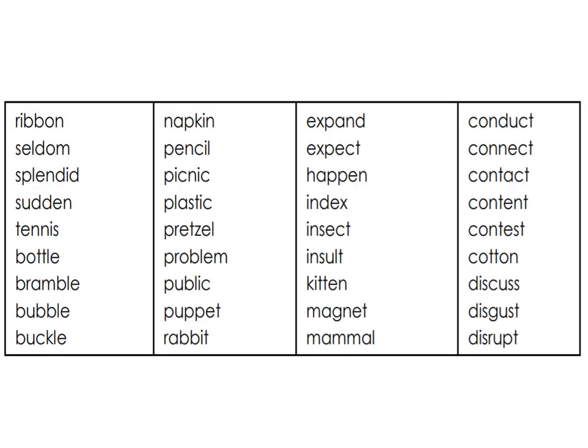So this time, we are going to read a set of words containing two syllables. Okay? I'm going to read first, and afterwards, you're going to read it. Is that clear? So let's start with set 1. So I'm going to start. Ribbon, seldom, splendid, sudden, tennis, bottle, bramble, bubble, buckle. Now your turn.